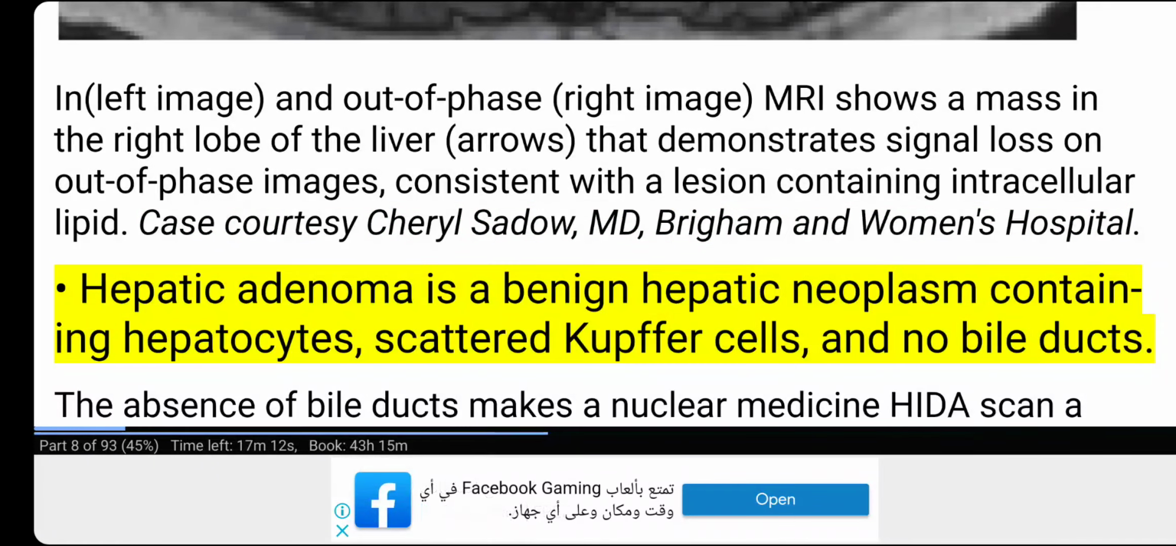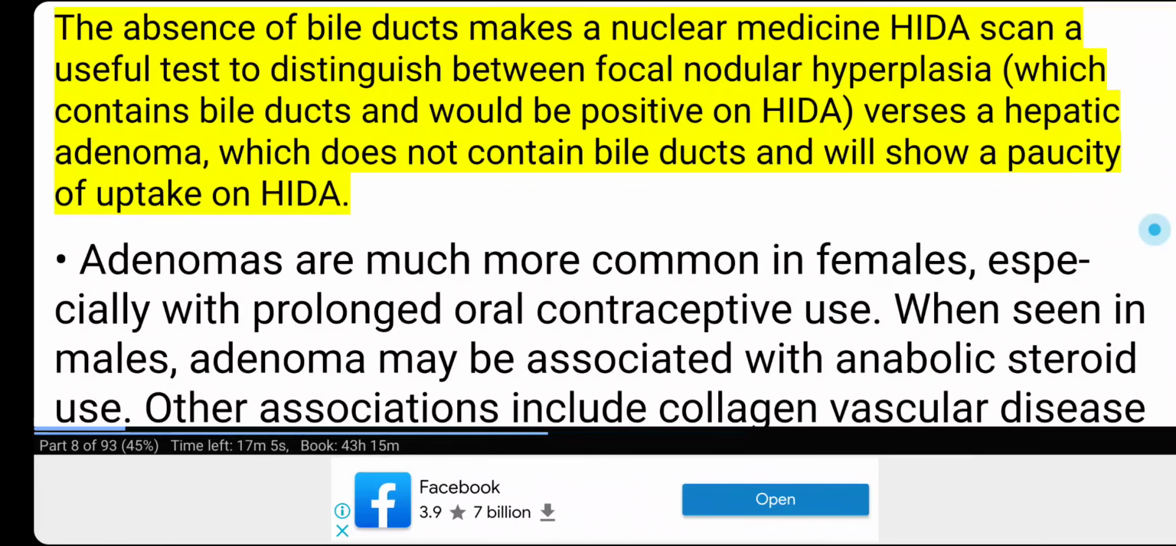Hepatic adenoma is a benign hepatic neoplasm containing hepatocytes, scattered Kupffer cells, and no bile ducts. The absence of bile ducts makes a nuclear medicine HIDA scan a useful test to distinguish between focal nodular hyperplasia, which contains bile ducts and would be positive on HIDA, versus a hepatic adenoma, which does not contain bile ducts and will show a paucity of uptake on HIDA.